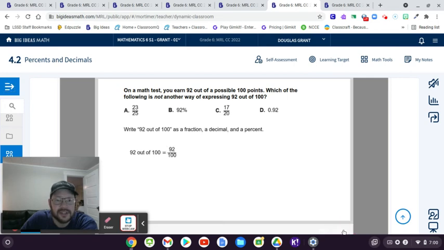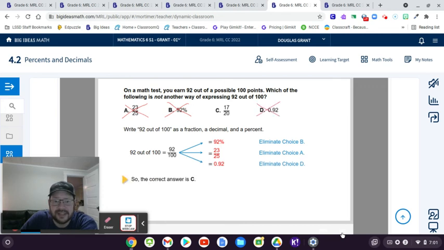So the first one, if you do the 92%, well, that's 92 out of 100. So that one clearly is. For choice A, if you have 23 out of 25, and you turn that into times 4 times 4, that's also 92 out of 100. And then this last one, 0.92, if you move the decimal over 2 spots, that's 92%. So 17 out of 20 is not 92%. That's actually 85% if you converted that one.